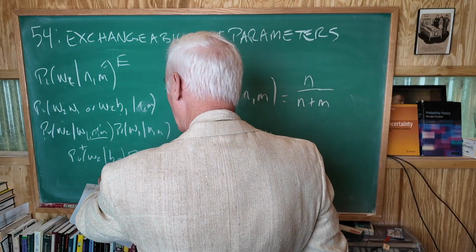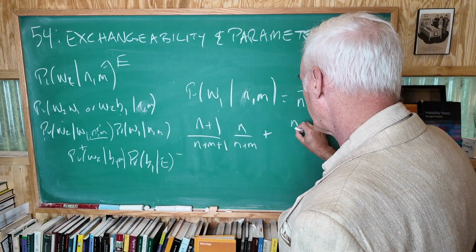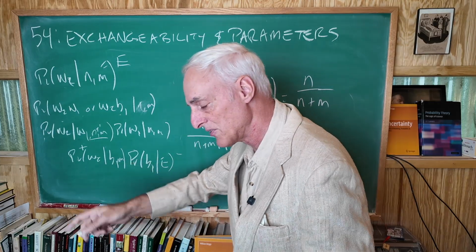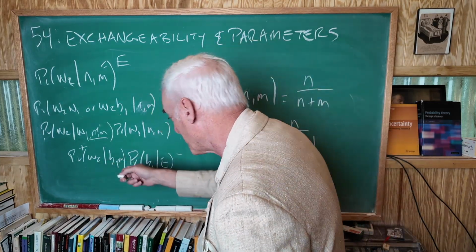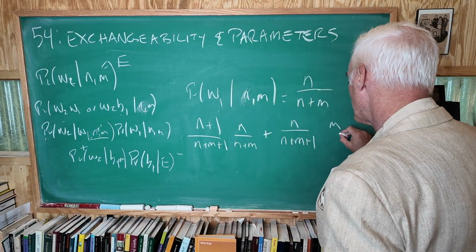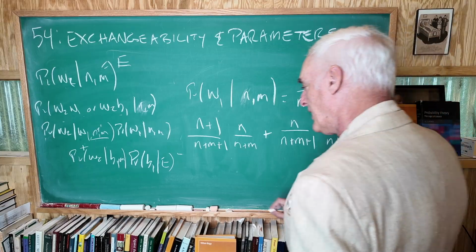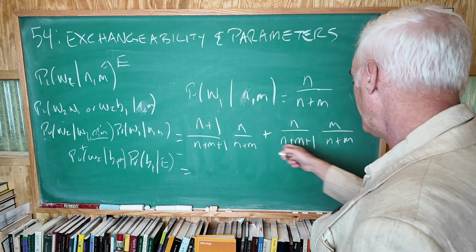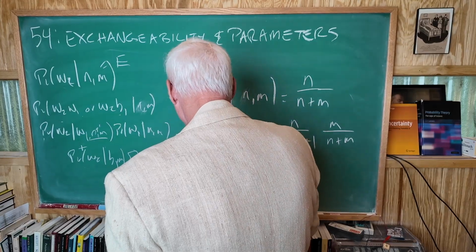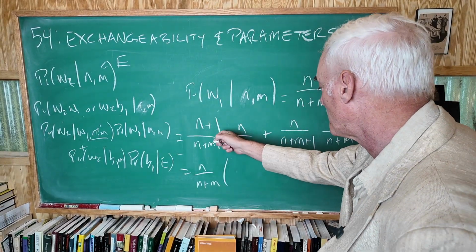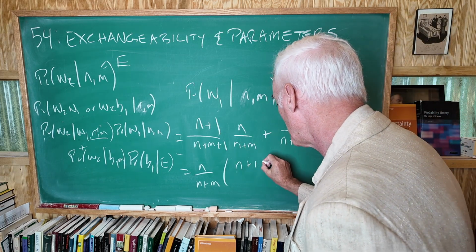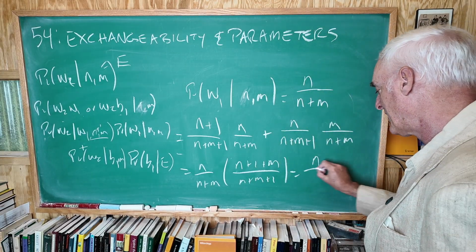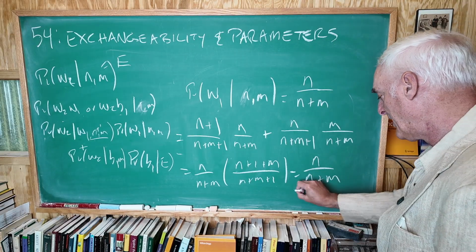A white on the second, given there was a black on the first, well, that's still going to be n, but it's going to be over n plus m plus 1, because we add a black one, and there's now going to be n plus m plus 1 balls, and we only have n whites. And the probability of a black on the first is m over n plus m. And that whole thing equals, well, we can take the n over n plus m and factor that out. And then we're going to have n plus 1 plus m over n plus m plus 1. And that, of course, is 1. So there we go.